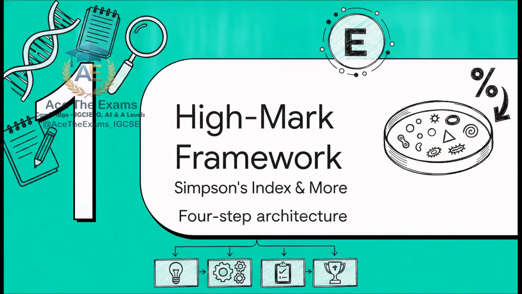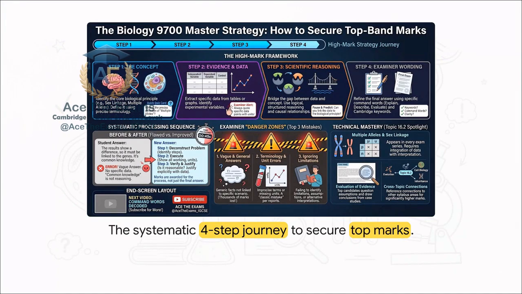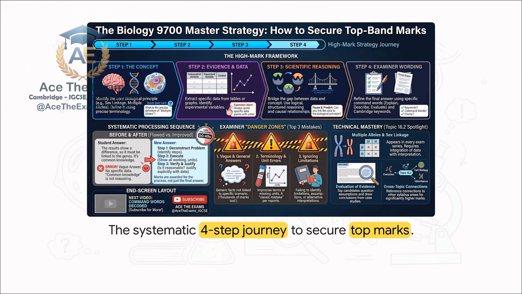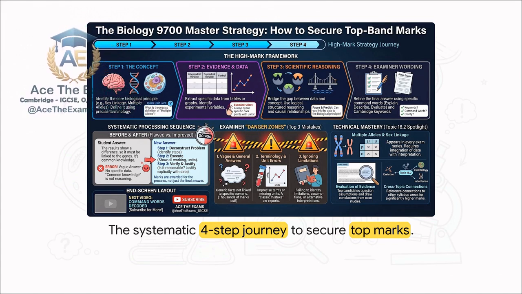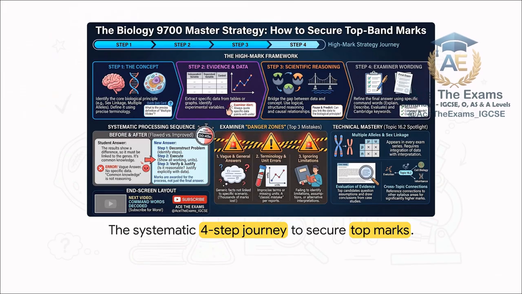Section 1. The High-Mark Answer Framework and Simpsons Index. To stop making these basic errors and really conquer complex topics like Simpsons Index of Diversity, which by the way accounts for a massive 15% of your Paper 2 marks, we have to rebuild how you construct answers from the ground up. Securing top-band marks is a highly systematic process.